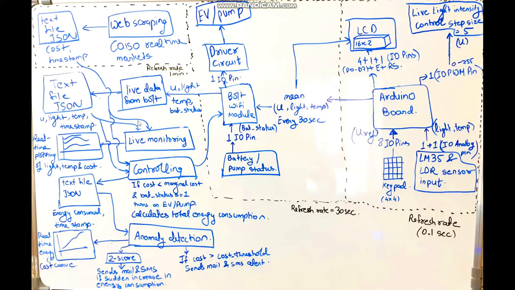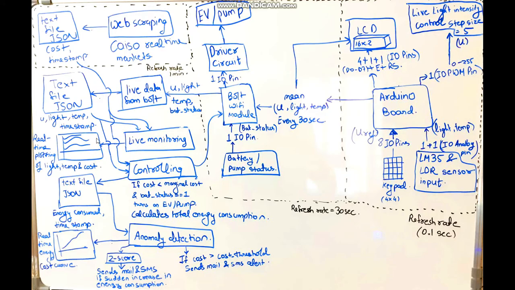As it is a JSON file, I can easily convert it into a dictionary. This live monitoring code captures the cost, light and temperature, and then shows a real-time plot of light, temperature and cost changing with respect to time. So this script is basically for monitoring.